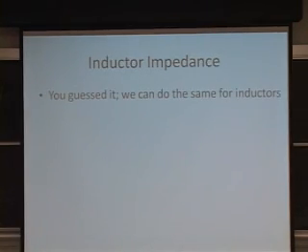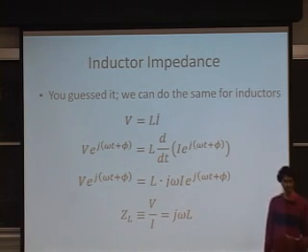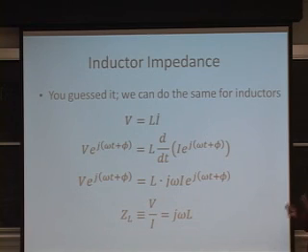So, you guessed it, we can also do the same thing for inductors. We start with the same sort of voltage to current relationship for an inductor, and this time we plug in what the current looks like, and we figure out what the voltage looks like as a result. So again, just taking the time derivatives of the complex exponential and getting a voltage to current relationship, we can define an inductor impedance as well, just the ratio of voltage to current. So this is how we get that the inductor impedance is j omega L.